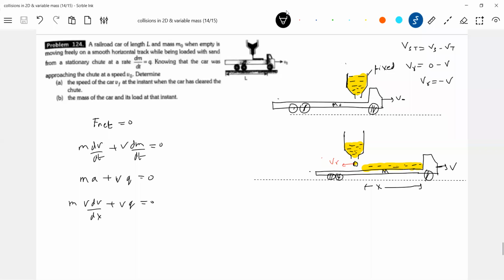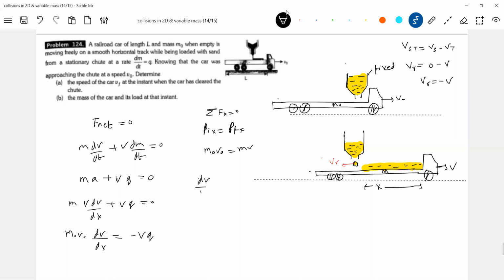Now, what are the things? We have to calculate the speed of this one. So what is mv? Initial momentum was m naught v naught. Final momentum was mv, with the mass getting added up. Initial momentum equals final momentum, as the net force is 0 along the x-axis. So therefore, m naught v naught should be equal to mv. What is m? M is the mass of the trolley plus the mass of the sand added up, the total mass. So this mv, I'll replace it here now. M naught v naught dv by dx equals minus v into Q.